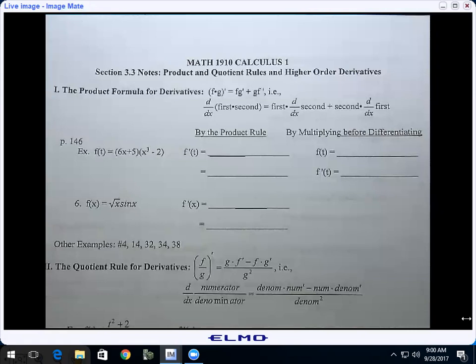Section 3.3. And Miss Mallory, I have that for you. Yes. Thank you, thank you.